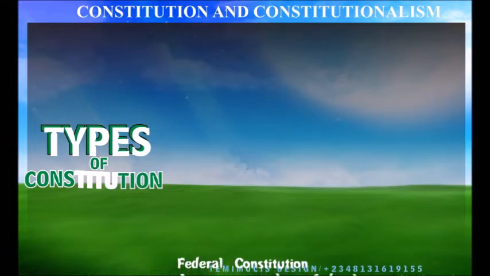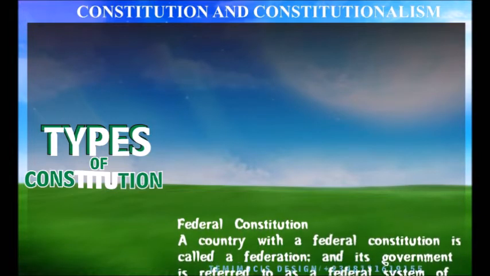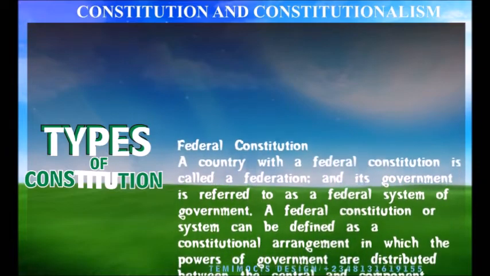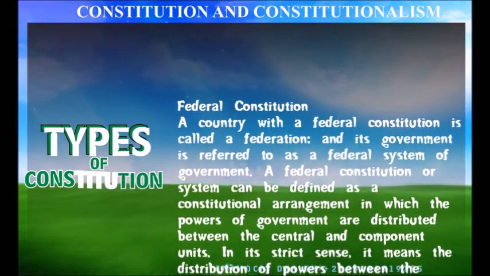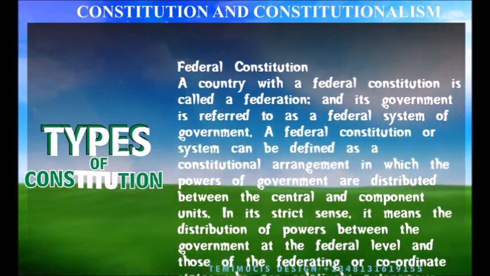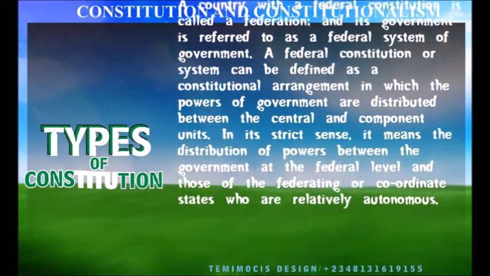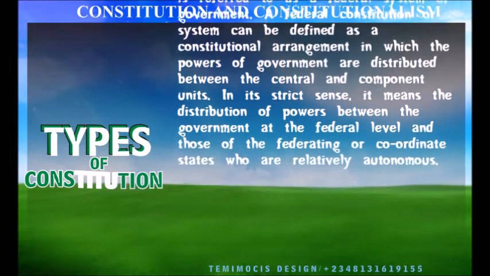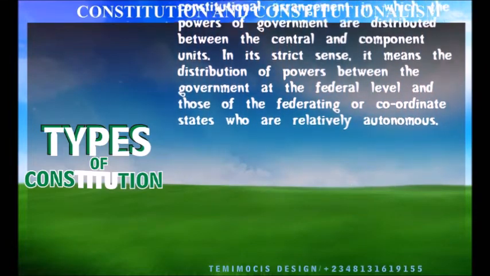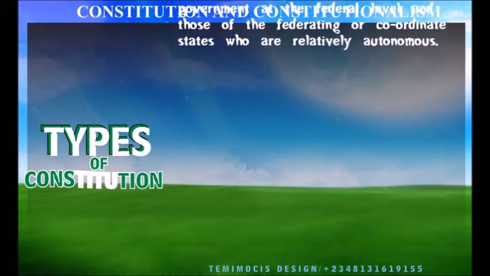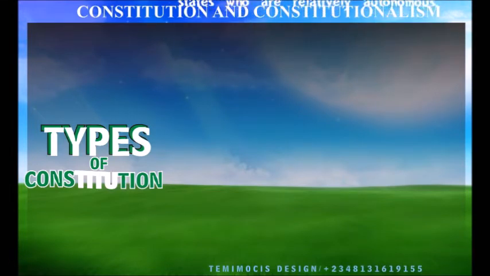Federal constitution. A country with a federal constitution is called a federation, and its government is referred to as a federal system of government. A federal constitution or system can be defined as a constitutional arrangement in which the powers of government are distributed between the central and component units. In its strict sense, it means the distribution of powers between the government at the federal level and those of the federating or coordinate states who are relatively autonomous.